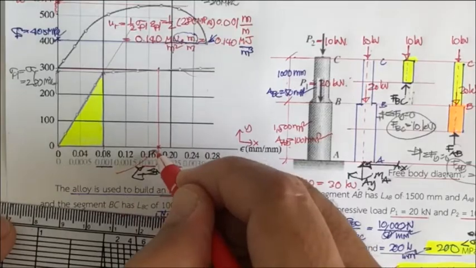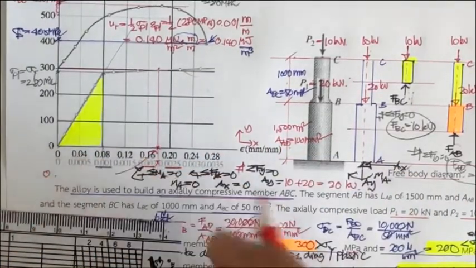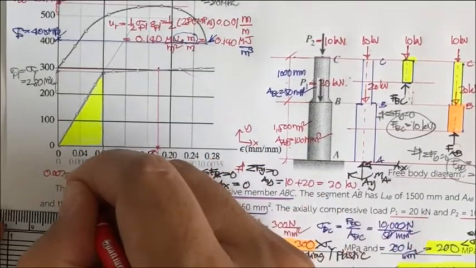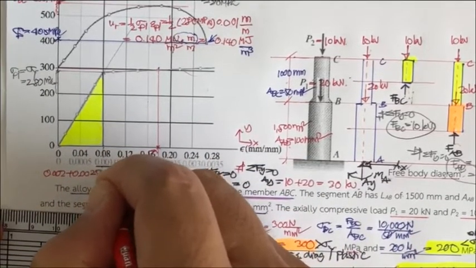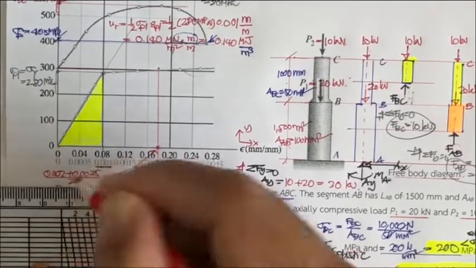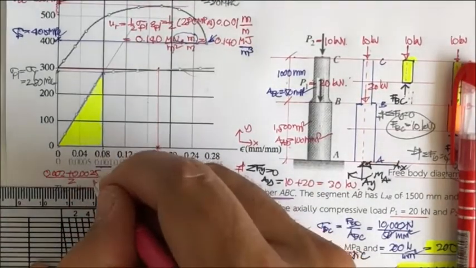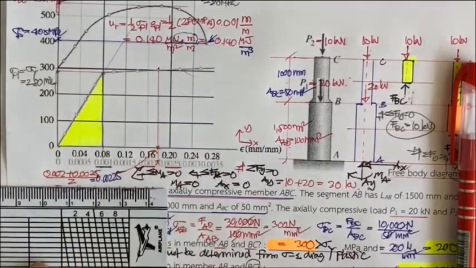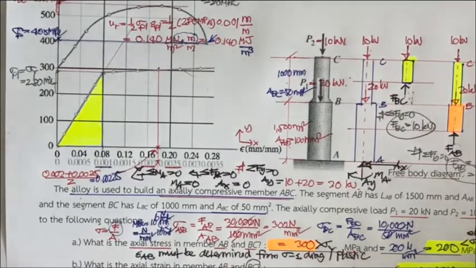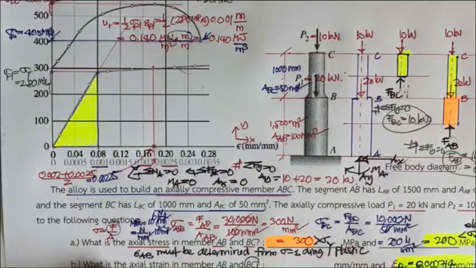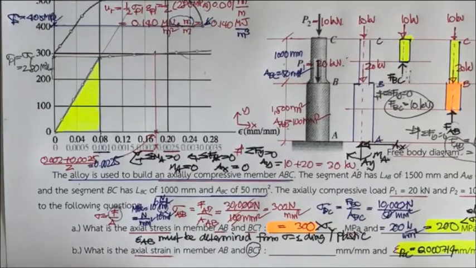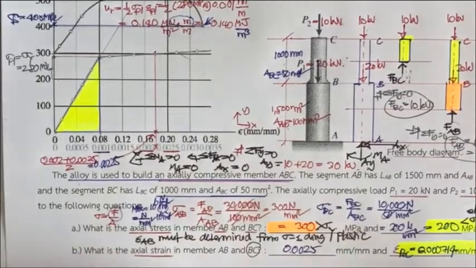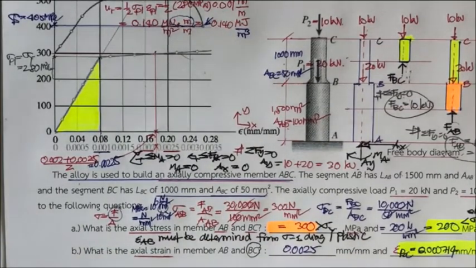So the value of this is going to be 0.002 plus 0.0025 and divided by 2. You may get this to be 0.00225 for this point, half of that. Okay, an estimate of that. And then what we get, this one is going to be 0.0025 millimeter per millimeter.